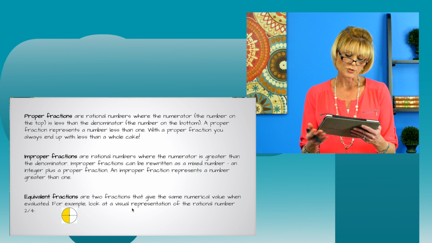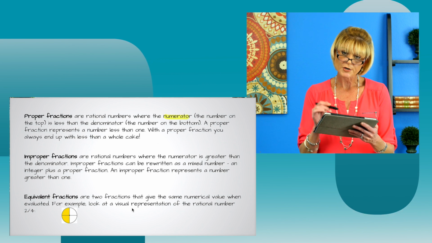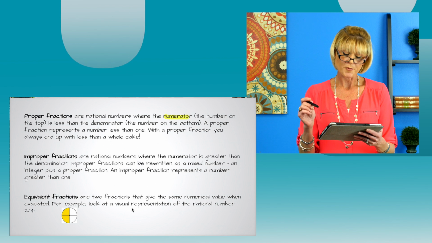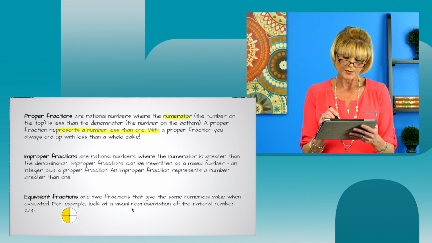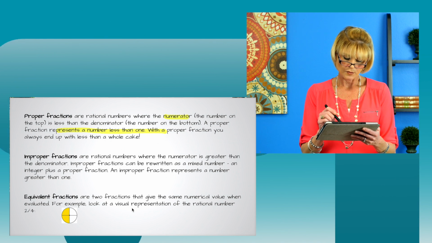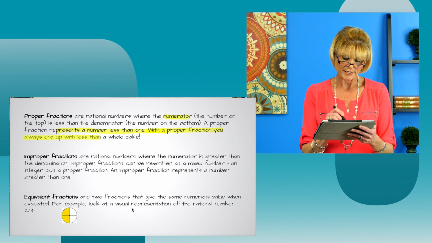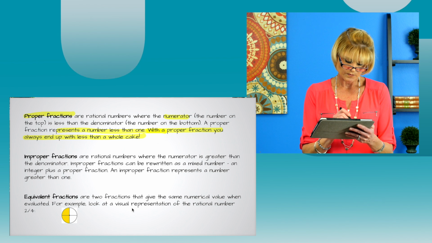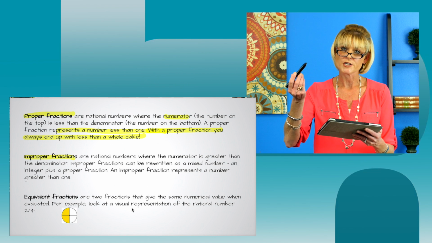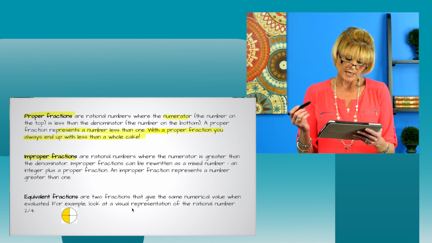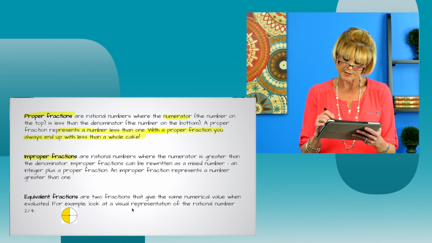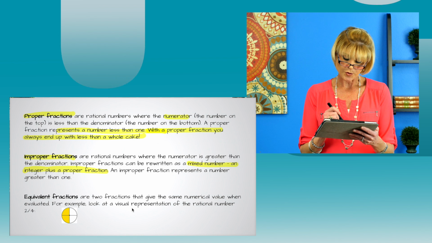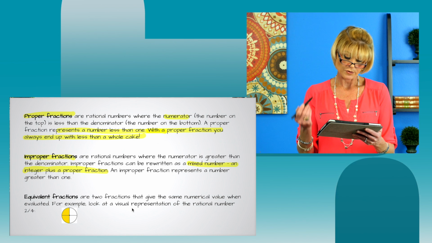Now, proper fractions are rational numbers where the numerator, or the number on the top, is less than the denominator, the number on the bottom. A proper fraction always represents a number that's less than 1. And with a proper fraction, you would always end up with less than a whole cake. Improper fractions are rational numbers where the numerator is greater than the denominator. Improper fractions can be written also as mixed numbers, an integer plus a proper fraction. An improper fraction represents a number greater than 1.